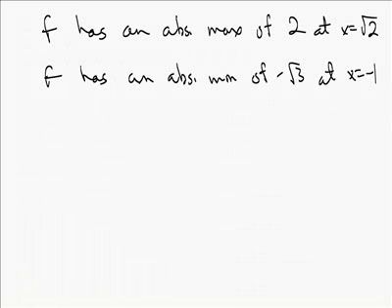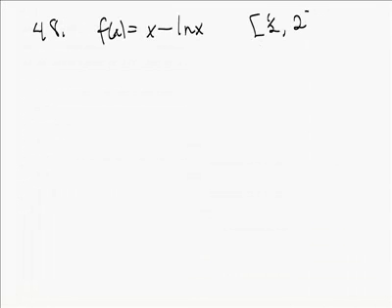Alright, let's go ahead and we'll just at least set one more up here, and we'll look at number 48, where we're doing the same thing. Find the absolute maximum of the function f of x, which is equal to x minus the natural log of x, on the interval from 1/2 to 2. Remember, the natural log is only defined for positive numbers.